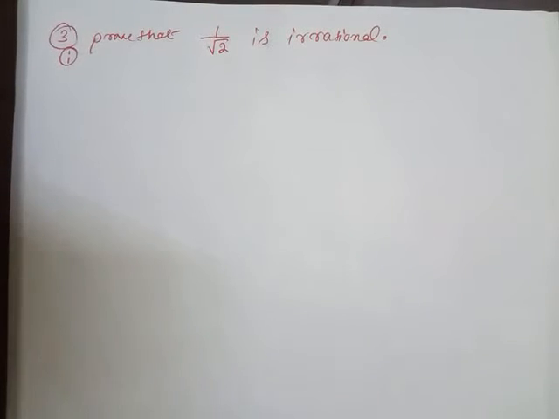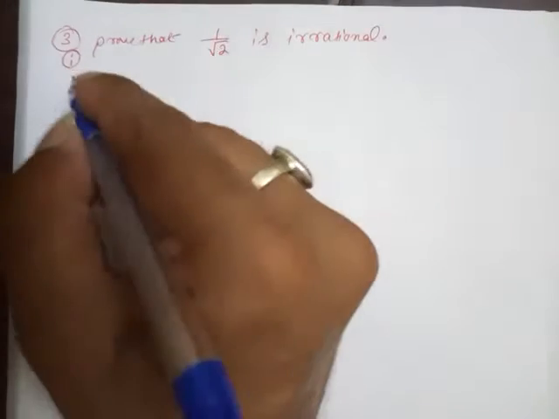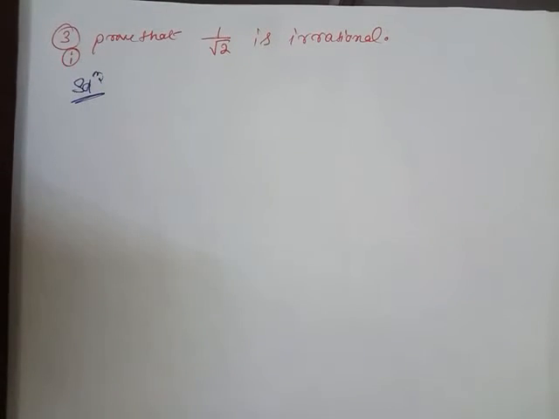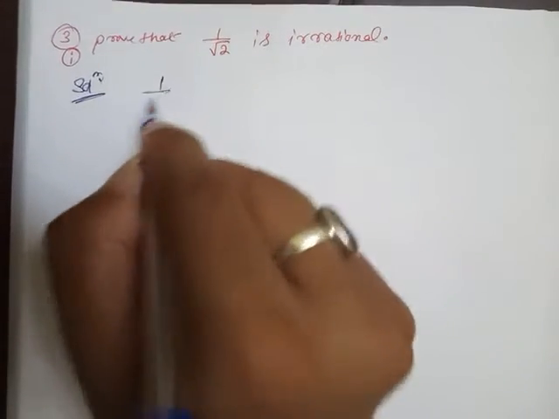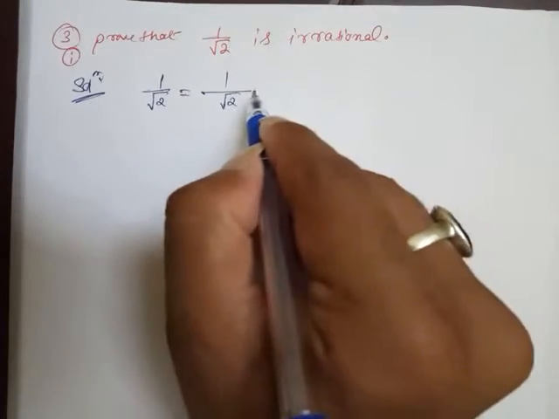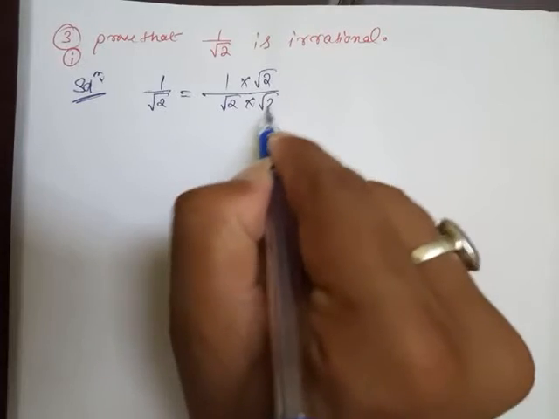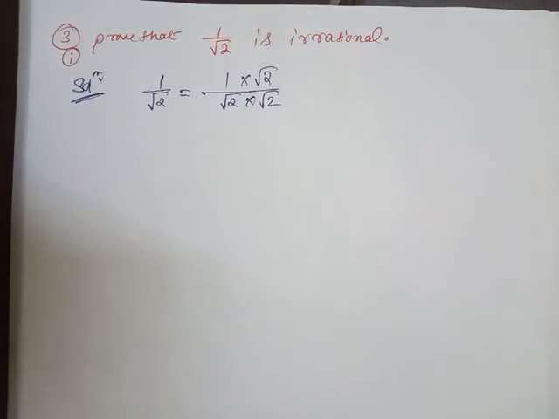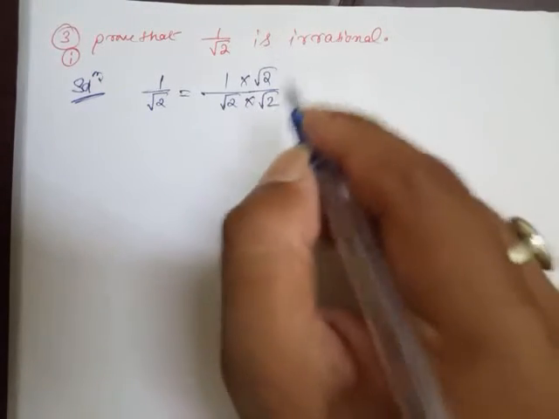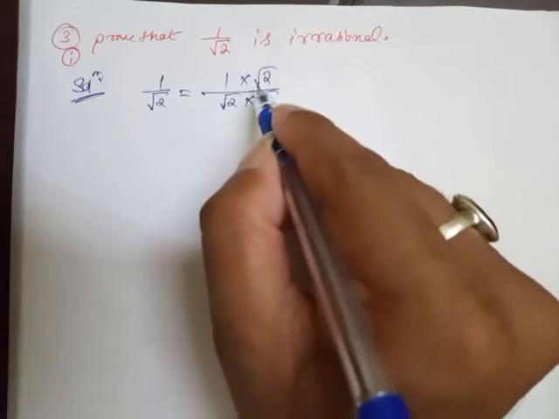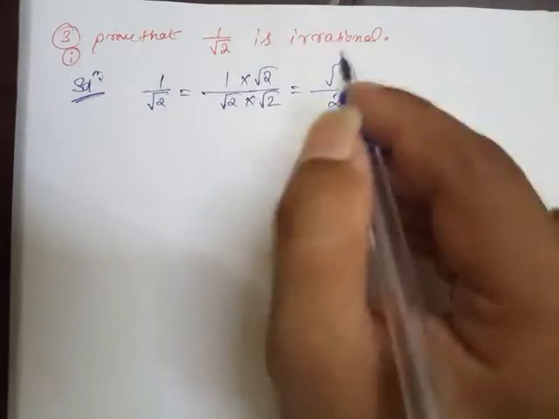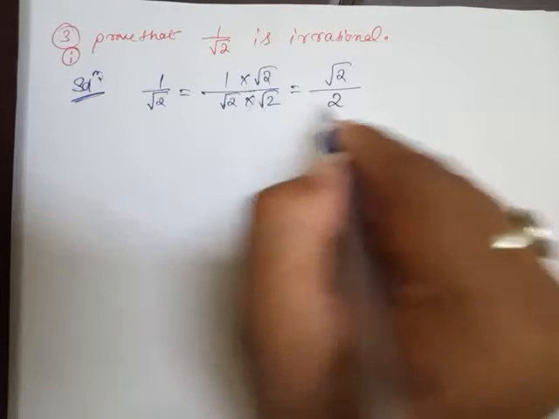Student, before proving that 1 by root 2 is irrational, I will write the solution here. And after that I will do one step. 1 by root 2 equals 1 by root 2 into root 2 by root 2. I multiplied 1 by root 2 with root 2, which means in the denominator root 2 is there. I multiply root 2 with root 2, and in the numerator also. So the answer would be root 2 by 2, which means root 2 into root 2, the square root cancels, giving 2.